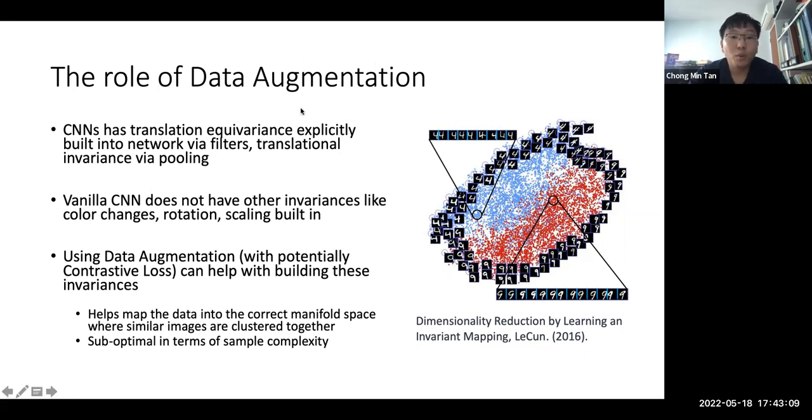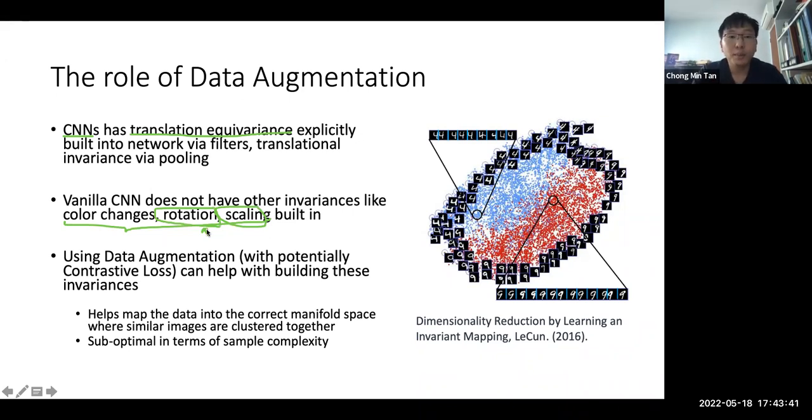So why is this important? Translational equivariance is already taken care of in the CNN. But it does not have color change, rotation, or scaling built in, because the filters don't do this in a native network. Of course, if you build multi-scale networks, you can get the scaling. If you do group transformations, like what Rohan did for his rotational CNNs, you will get rotation also. But in the vanilla CNN, you don't get all this.